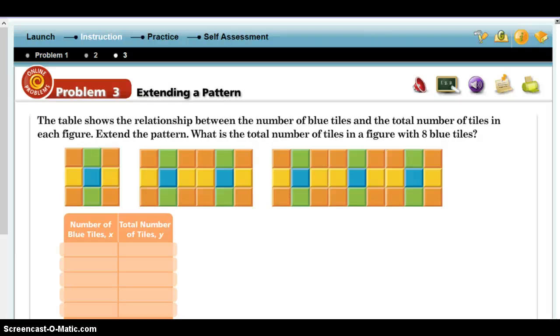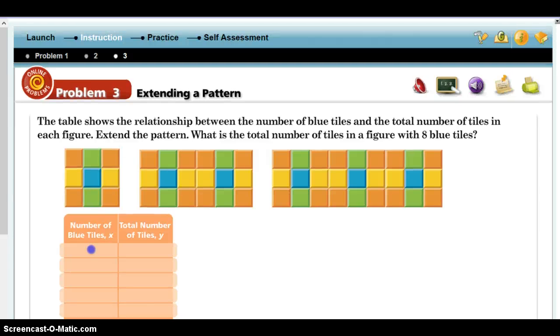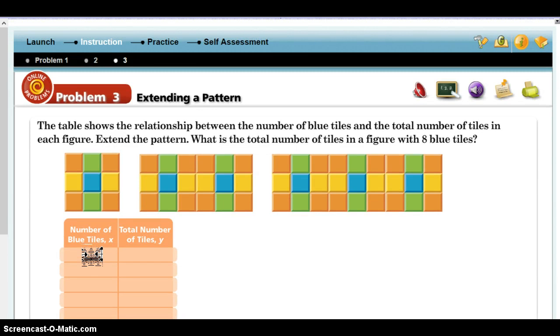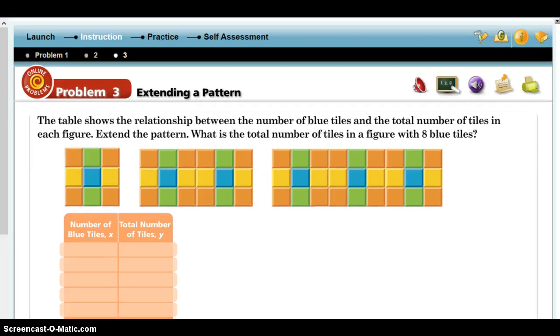Last one, extending a pattern. Oh, I love patterns. The table shows the relationship between the number of blue tiles and the total number of tiles in each figure. Extend the pattern. What is the total number of tiles in a figure with 8 blue tiles? Well, this first one has 1, and how many tiles are there? 9. Got it.